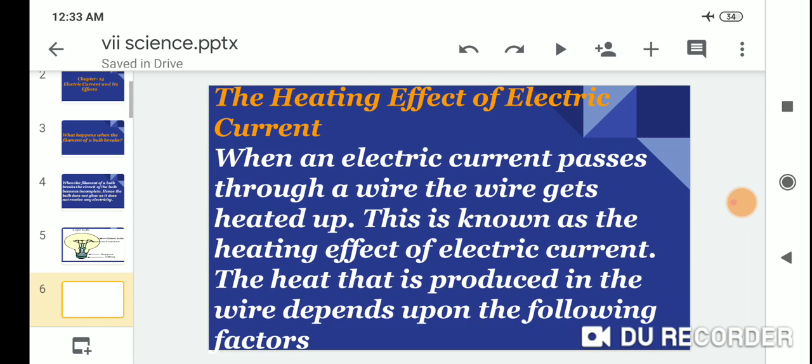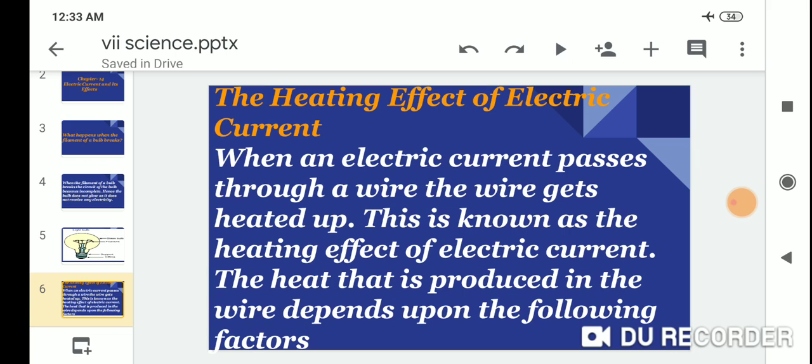The heating effect of the electric current: when an electric current passes through a wire, the wire gets heated up. This is known as the heating effect of the electric current.